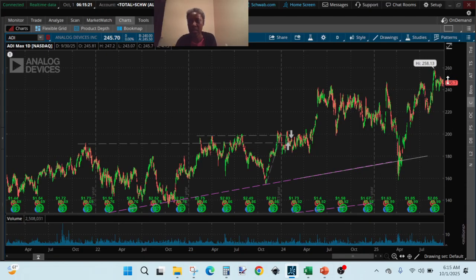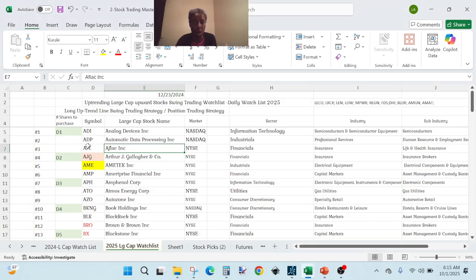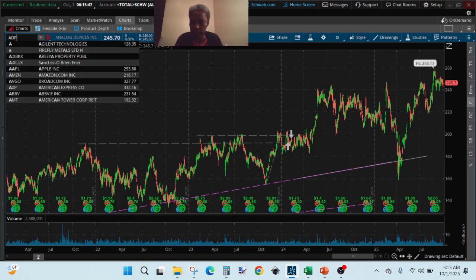Yesterday the price dropped. We have the red price there. That means the end of day price was lower than the morning price, but it is close to the peak, so it's nowhere near where we want to buy. So it's not a buy with the long option long swing trading strategy that we are using. The next one is ADP.